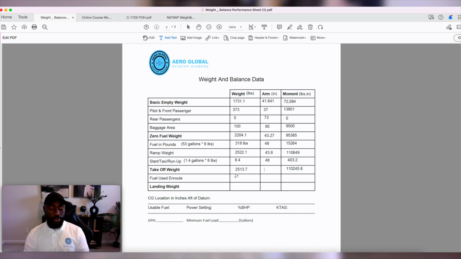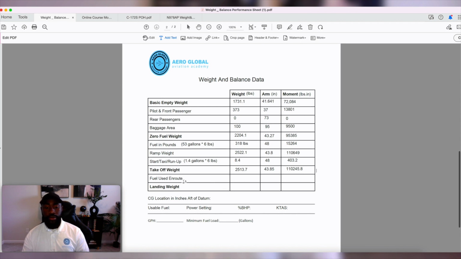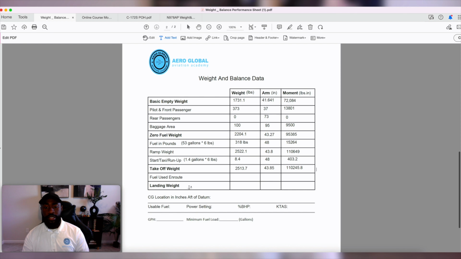Get the arm as 43.85. Alright, so I'll just stop here for a second because this is very important. This is the point where it's important for us to determine if we're safe to actually take off and go fly, right? As you can see, the rest of the calculation has to do with calculating the fuel you use and what your weight and balance is when you're landing. I'll get to that in a second.